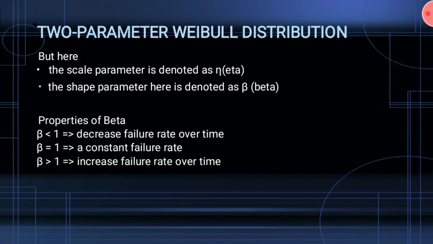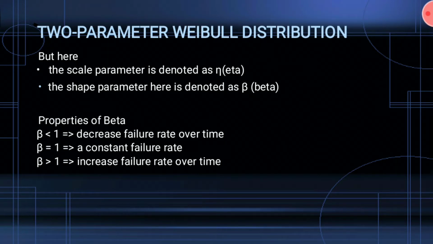Now let's talk about the two-parameter Weibull distribution. Occasionally, a third parameter is added, which will be tackled later. Here, the scale parameter is denoted as eta, also called the characteristic life parameter. The shape parameter is denoted as beta, also known as the Weibull slope or the threshold parameter.